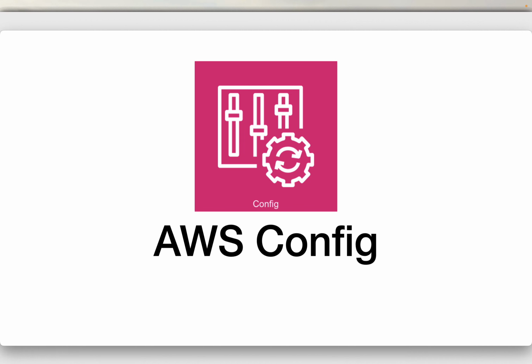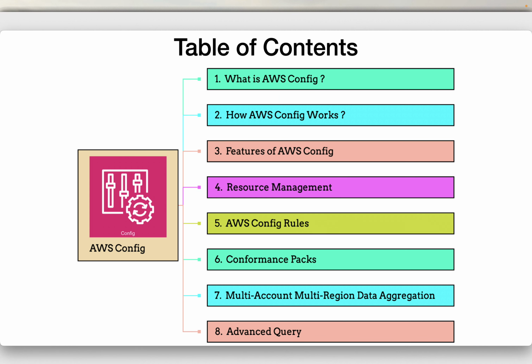Hello everyone and welcome to the lecture on AWS Config. So this lecture will be containing all these topics: what is AWS Config, how AWS Config works, and features of AWS Config. And those features are resource management, AWS Config rules, conformance packs, multi-account, multi-region data aggregation, and advanced query, and I will be explaining all of these features in detail.